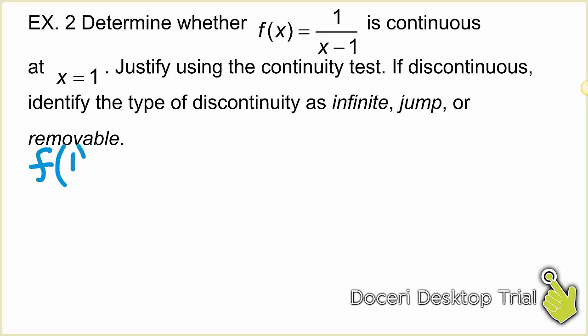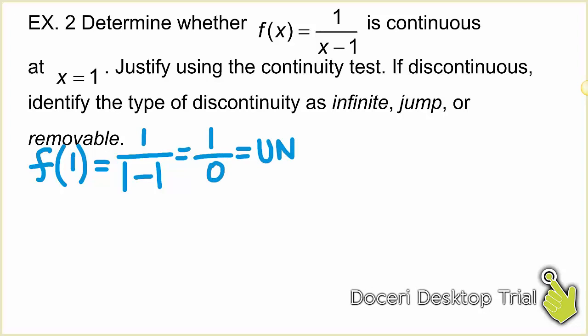So I want to find out at f of 1, and we're going to plug in 1 over 1 minus 1. Well, I know that 1 minus 1 is 0, and 1 divided by 0 is actually undefined. Remember, you cannot divide by 0. So we have an issue here. That may be a clue to me that something fishy is going on here. It's not going to be continuous if I have an undefined spot.